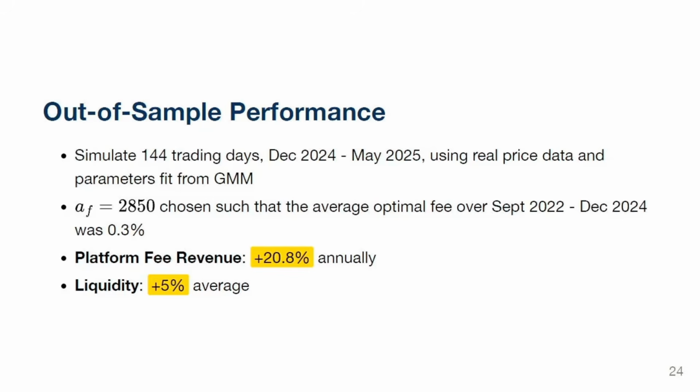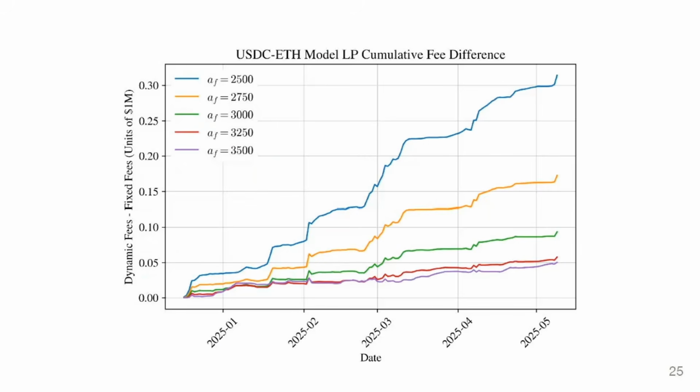We do the same simulation. We pretend we're the platform and fix AF to be this 2850 value that we calibrated. I try to forecast the next period's price volatility and set the fee accordingly, and see how much better I perform within the model. What we find is that the total amount of fees the platform generates is about 20% extra annually, and the average liquidity is about 5% more on average. And this is just a plot of varying AF for that simulation.